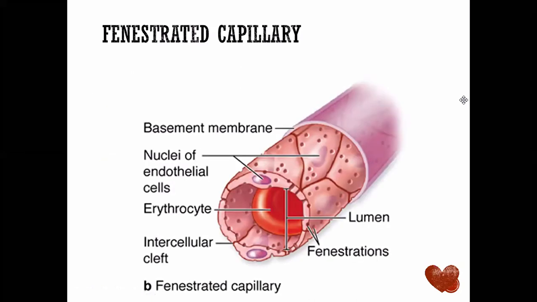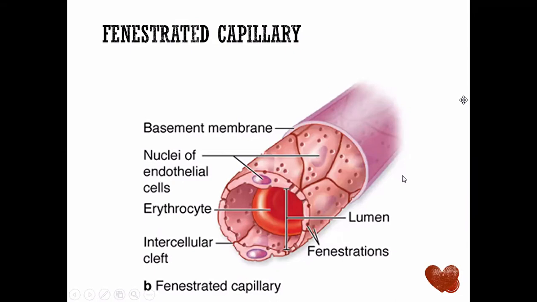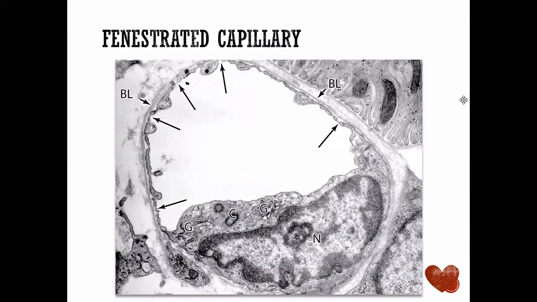Fenestrated capillary, again, you see here your basement membrane, nuclei, and then you have your fenestrations. These are fenestrations, small openings. This is your fenestrated capillary. So if you see it, you can describe it, no? Of course, the point where they join together would be your cleft, the intercellular cleft. Fenestrated, you have that.